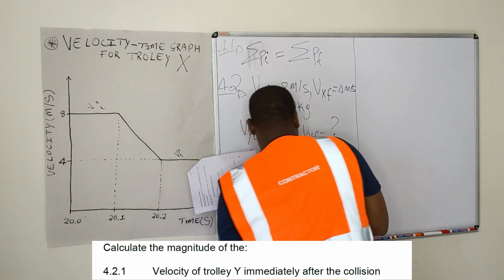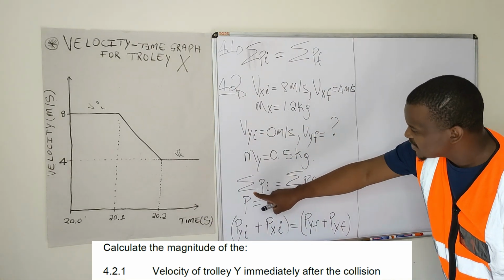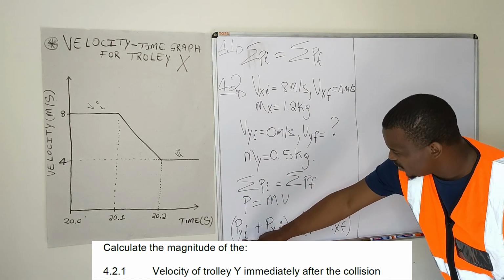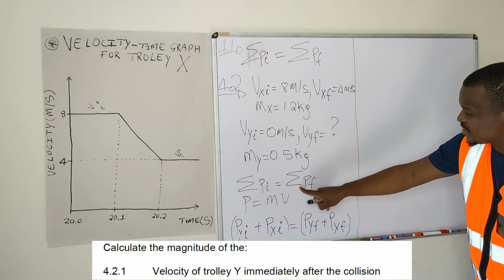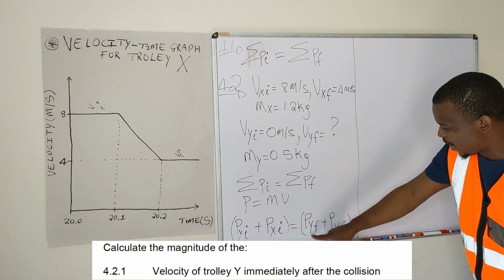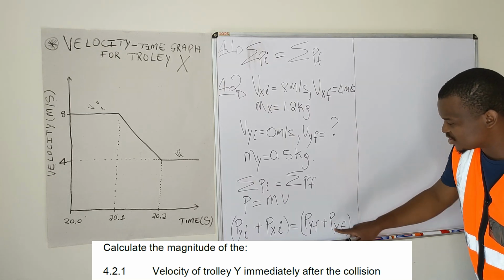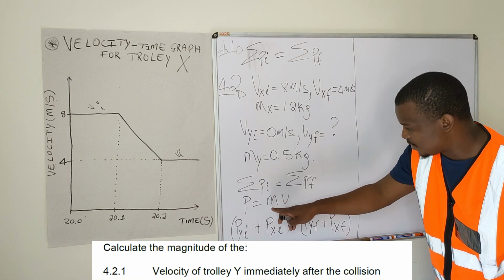So this part here is this part here. This sigma means sum of the initial momentums. Here is the initial momentum of X, here is the initial momentum of Y. Sum of the final momentums here: the final momentum of Y and the final momentum of X. You are adding them. Then you expand this to this thing here.